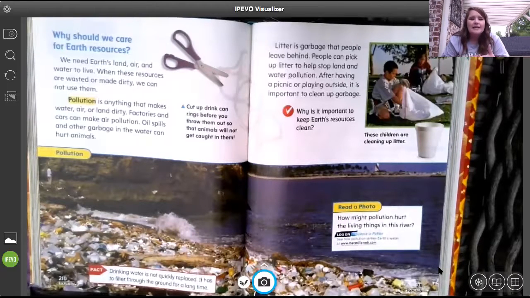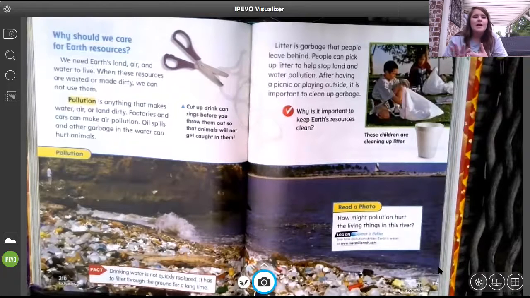So factories and cars make air pollution. So if you look sometimes when you're driving behind somebody else in a car, you see some of that smoke coming out of the pipe on the back of the car. That's causing air pollution. It's making the air a little bit dirtier. So that's why some people don't like to drive cars. They'd rather ride their bike so that they don't make air pollution.